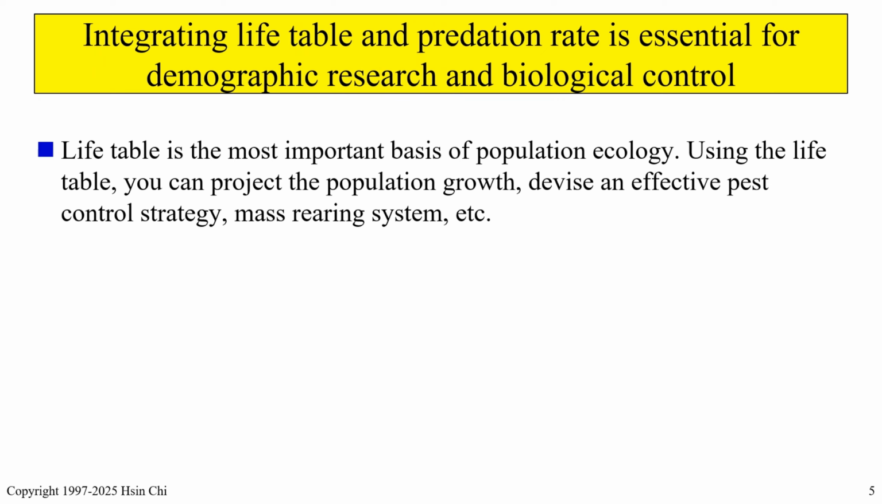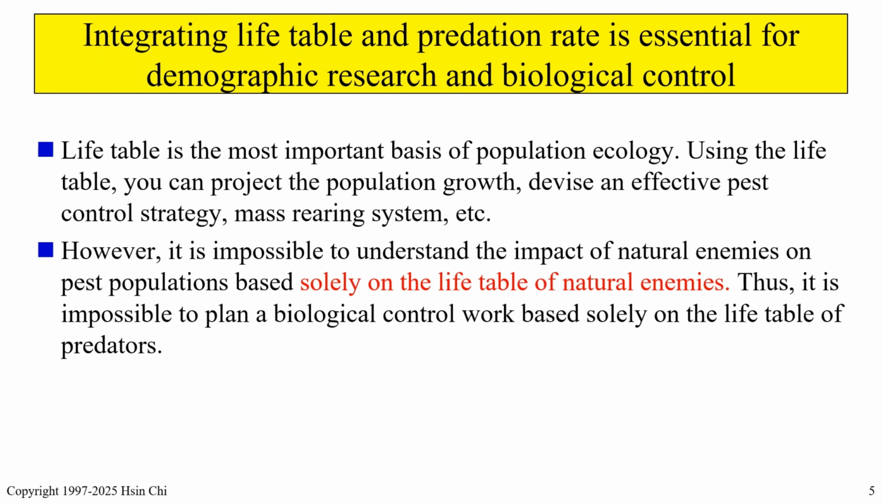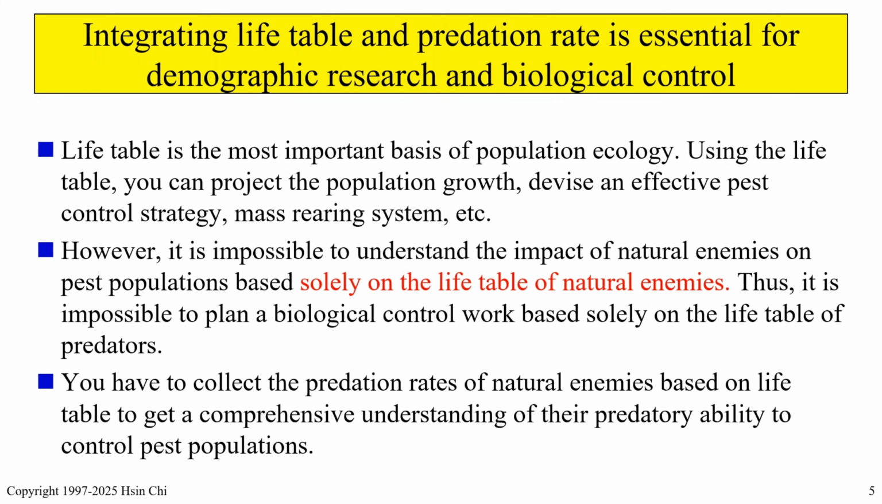The life table is the most important basis of population ecology. Using the life table, you can project the population growth, devise an effective pest control strategy, mass rearing system, etc. However, it is impossible to understand the impact of natural enemies on pest populations based solely on the life table of natural enemies. Thus, it is impossible to plan a biological control work based solely on the life table of predators. You have to collect the predation rates of natural enemies based on the life table to get a comprehensive understanding of their predatory ability to control pest populations.